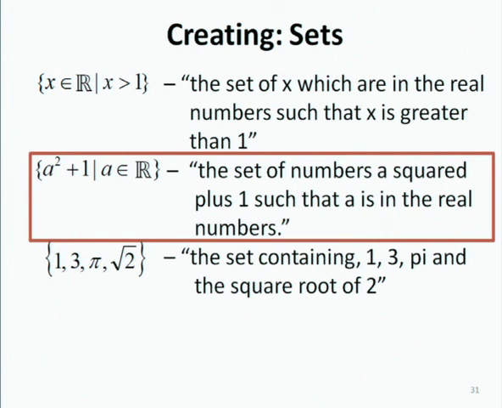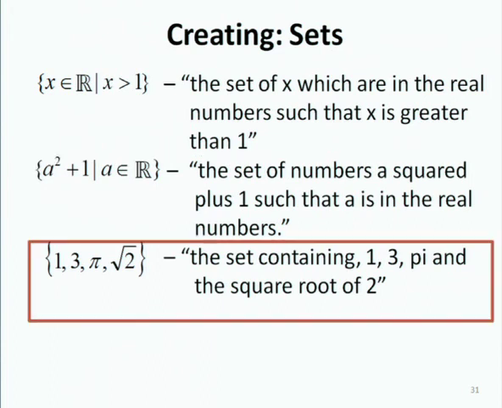It tells me how to make new numbers, but it doesn't tell me the rule for telling if I'm in there. So the number 0, is that in the set? Well, you have to see if you can write it as a squared plus 1 for something. And the answer is no, you can't. And finally, you could just list the things that are in the set with commas between them. This is the set which contains the numbers 1, 3, pi, and root 2.